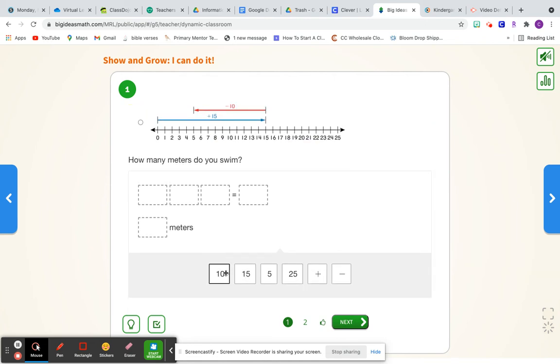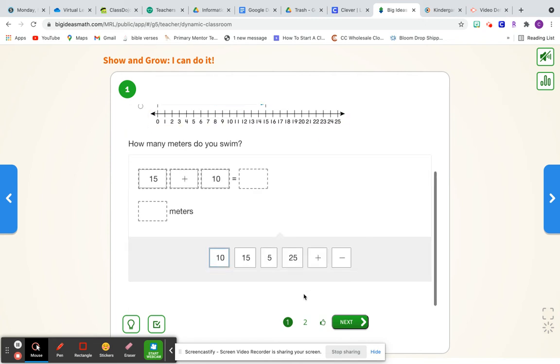So we would say 15 plus 10 is 25. So you swim 25 meters.